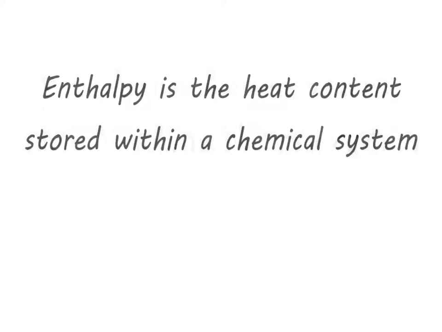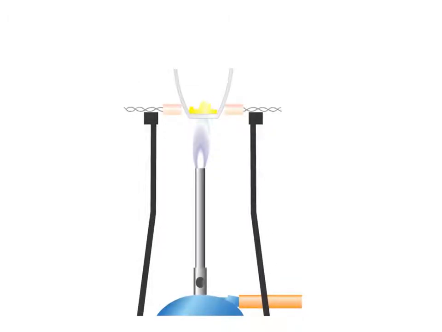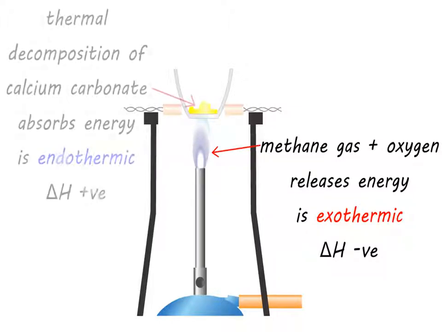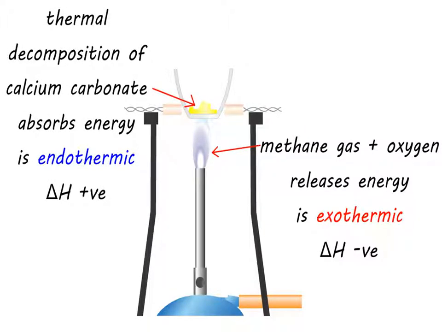In Year 1, we learnt that enthalpy was the heat content stored within a chemical system, and that chemical changes are associated with changes in enthalpy. As a result, energy in the form of heat is either released to the surroundings by the system, in the case of exothermic changes, or is absorbed from the surroundings by the system, in the case of endothermic changes, during chemical processes.